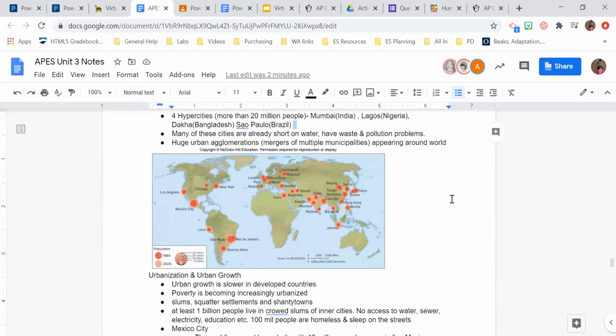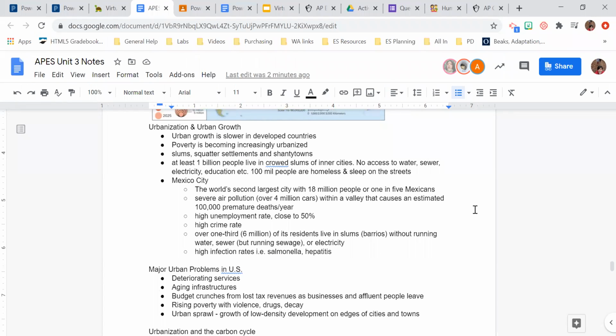So these huge urban areas, or agglomerations, which are mergers of multiple cities, are happening worldwide. You're getting areas where you're losing the distinction between one city and the next city over. The San Francisco Bay Area is a good example because there's a ton of little towns and small cities there, like Sunnyvale, and I can't remember the names of other ones because my friend lives in Sunnyvale. Oh, San Jose is another one. They're all in the same area, but they're becoming a large urban agglomeration in the Bay Area. So urban growth is slower in developed countries.